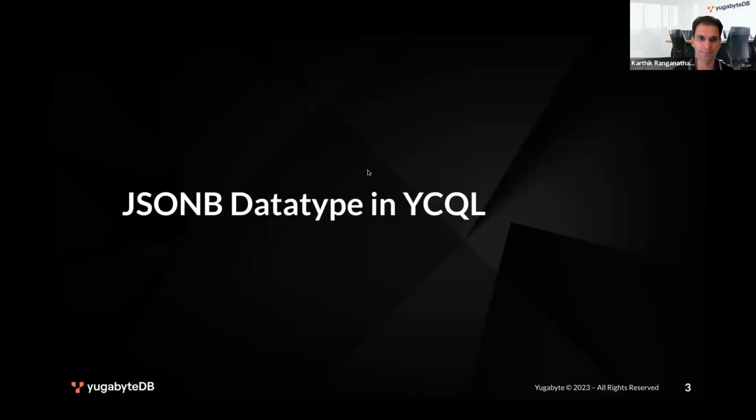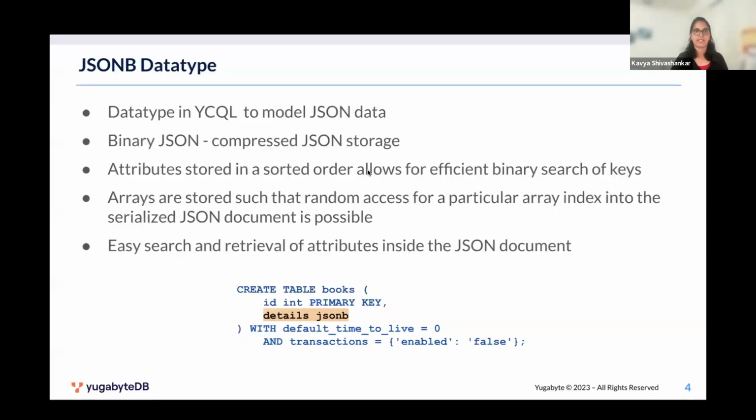Awesome. Okay, so the first section is the JSONB data type in YCQL. What is JSONB? JSONB is a semi-structured document type of data, and in YCQL it is a data type that you can define a column with. The B stands for the binary format. So though you give the entire document structure to be stored in the database, behind the scenes it's actually stored in binary format. So it's really a compressed form of storage for that JSON document.